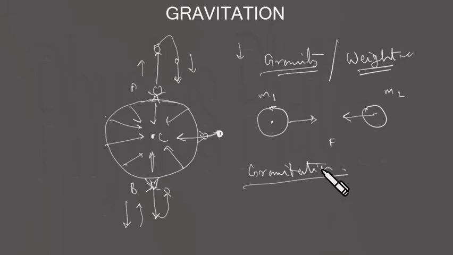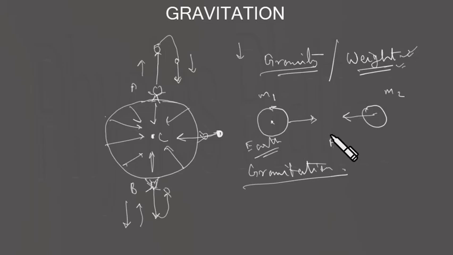That means gravitation is a natural phenomenon in which a mass is attracting another mass towards its center of mass. If one of the masses is earth, then this gravitational pull F is called gravity, or weight. If one of the masses is earth, then it is the weight or gravity, okay?